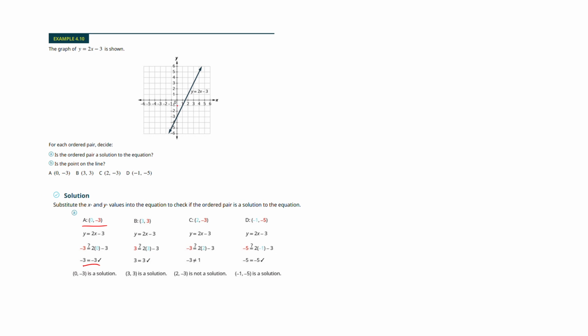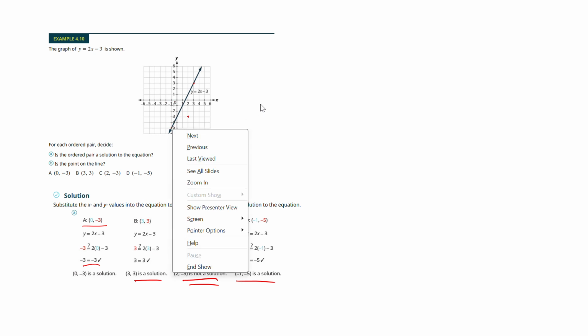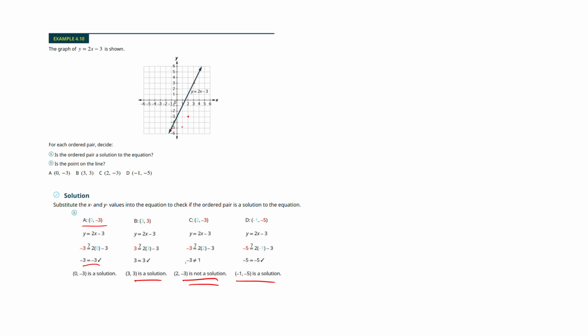Now, if you go through here, we already know this is what's going to happen. (0, -3) is on the line, because that's what it means to be a solution. So I won't go through, we've done all this before, but we've got a solution, solution, not a solution. Just to confirm it, (3, 3) is a point on the line. (2, -3) was not a solution, and it's not on the line. (-1, -5) is a solution, and it's because it's on the line.